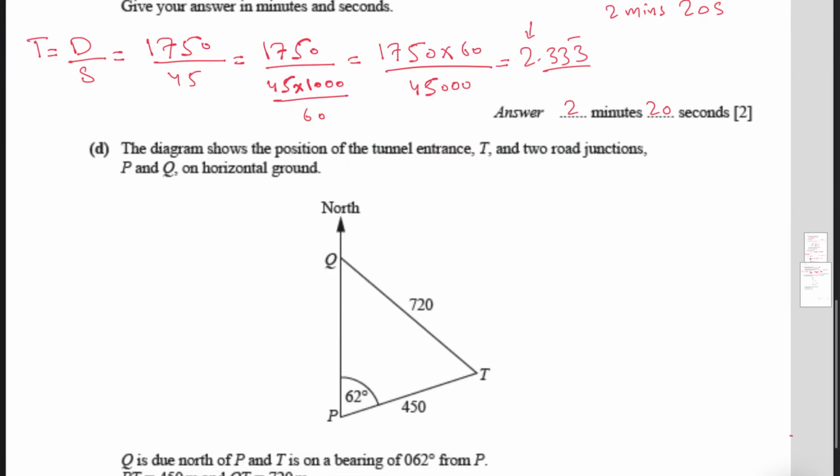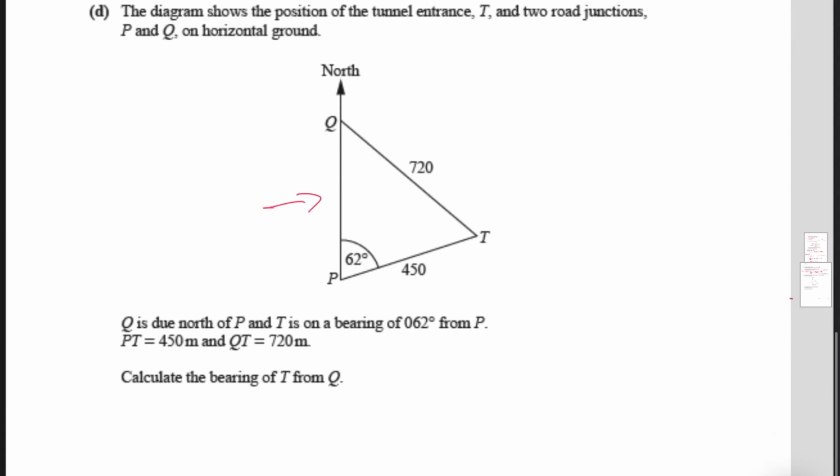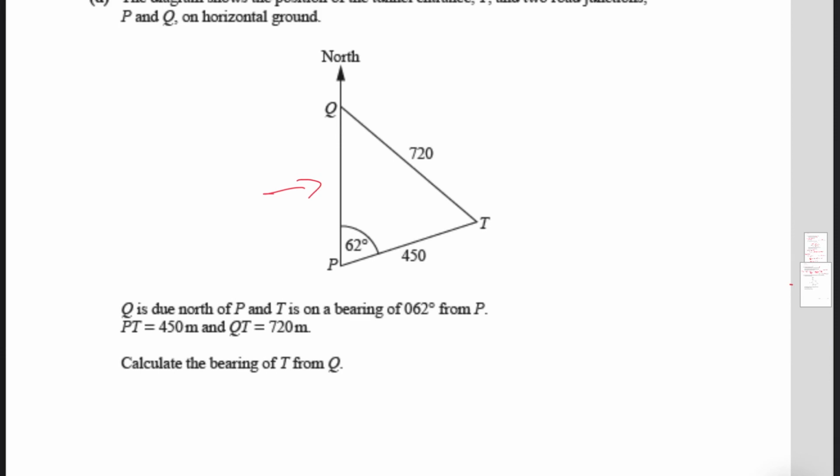Let's move on. The next part of the question says the diagram shows the position of the tunnel entrance T and two road junctions P and Q on horizontal ground. Then they've given you this diagram. Q is due north of P and T is on a bearing of 062 degrees from P. PT is 450 meters and QT is 720 meters. Calculate the bearing of T from Q. So we need this angle right here. I hope this is visible. We need this angle right here.